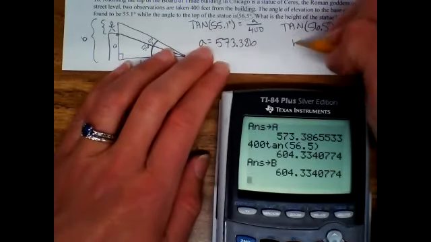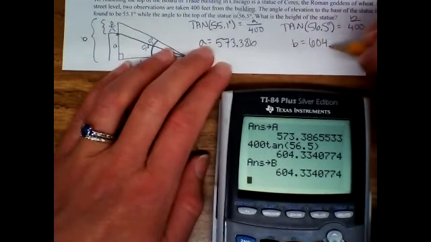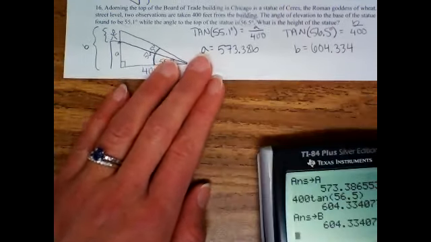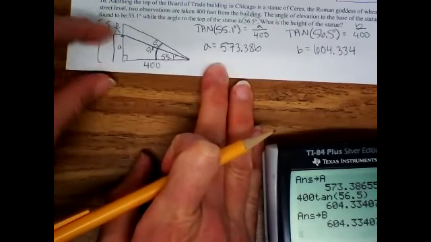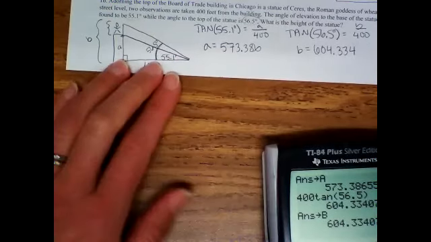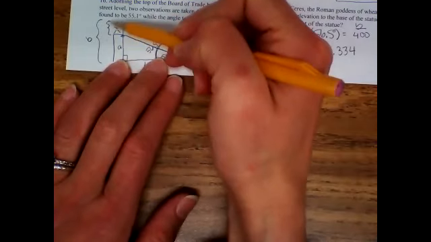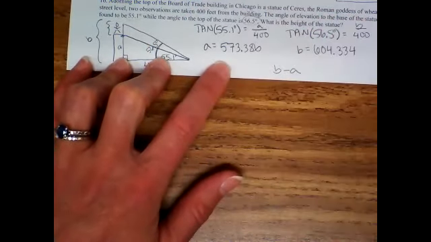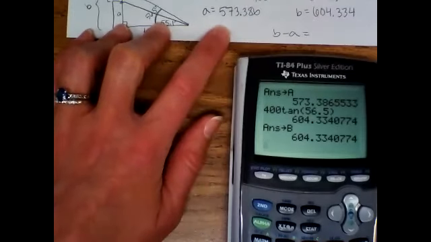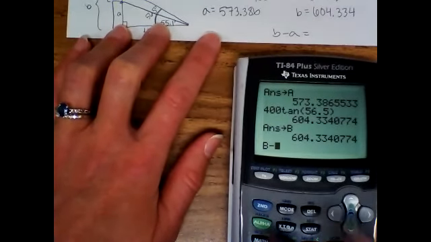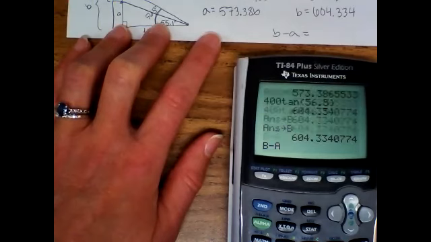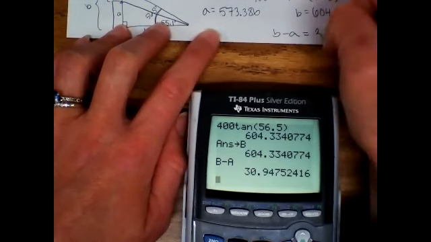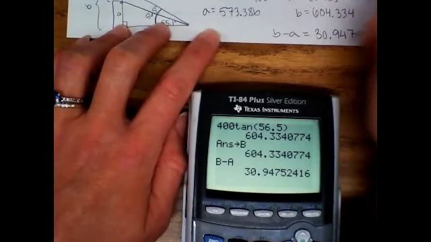And I got 604.334. So B is this entire distance. A is just the building. What am I going to do with those to get this distance of just the statue? Subtract them. You're going to do B minus A. So in your calculator, alpha B minus alpha A. You'll get 30.947. And I believe it was feet, right?